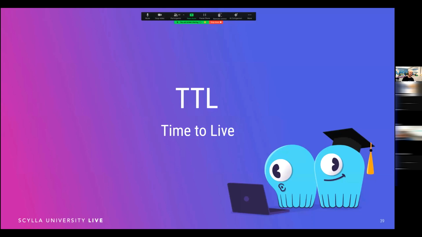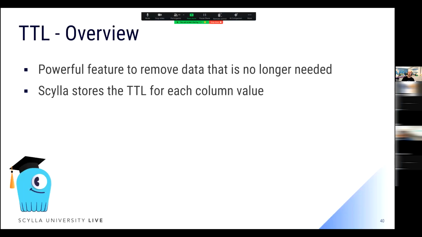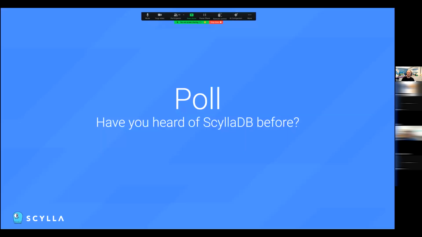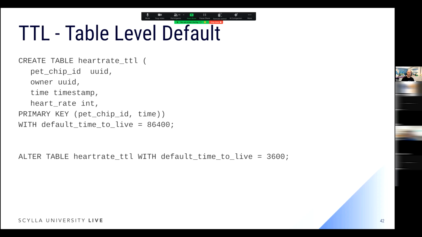Time to live. Time to live is a super powerful feature that allows us to remove data that is no longer needed. Scylla stores the time to live, or TTL, for each column value. And it's possible to define that after a certain time to live, the data will be automatically deleted. So it's defined in seconds.